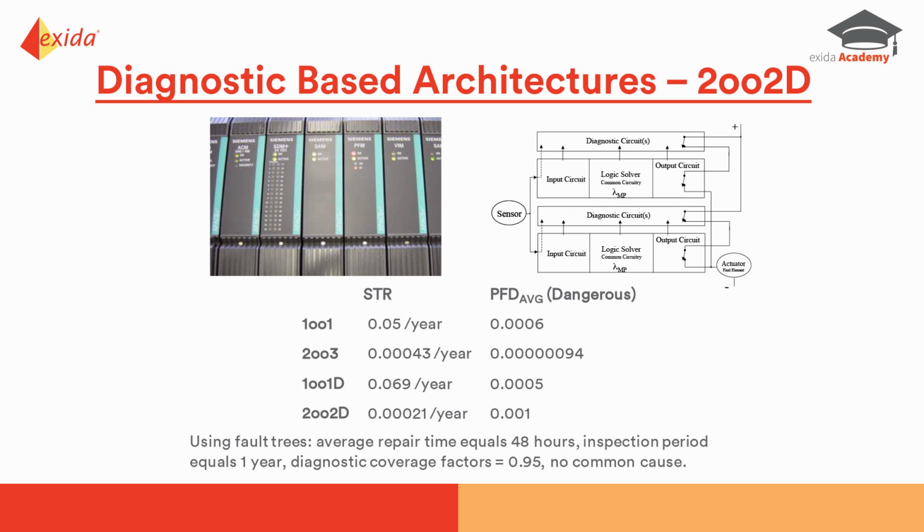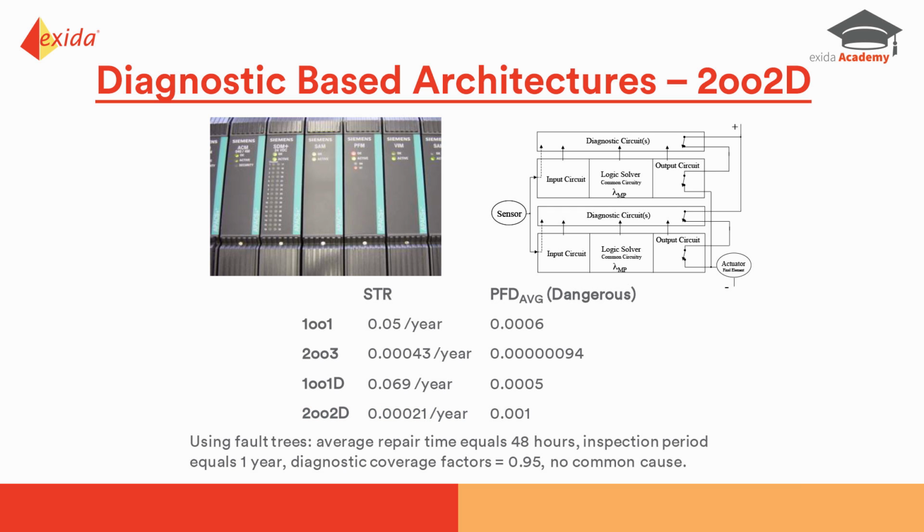Well, if we look at these simplified equations, 1 out of 1 had a 0.5 with these particular variables. 2 out of 3 had a 0.0043. Nice. 0.0006 and a huge number of zeros. This is really safe. 1 out of 1D had the 0.69. PFD 0.0005. 2 out of 2, oh, this is not bad. 0.0021. It's better than the 2 out of 3.